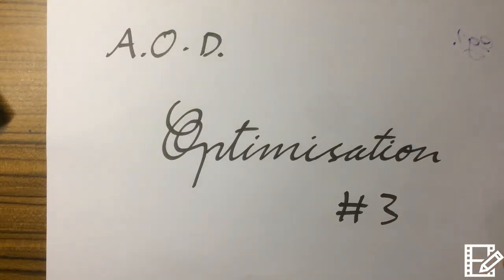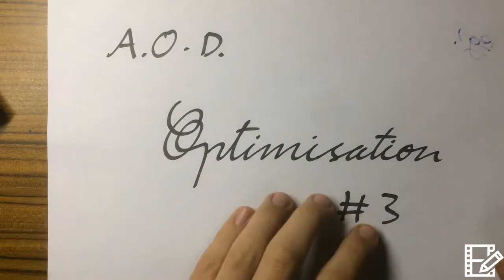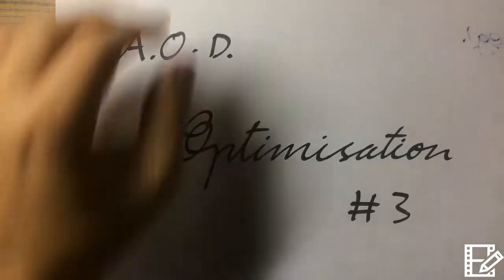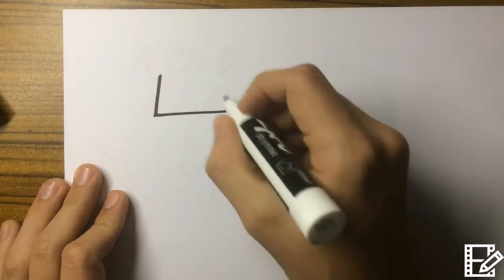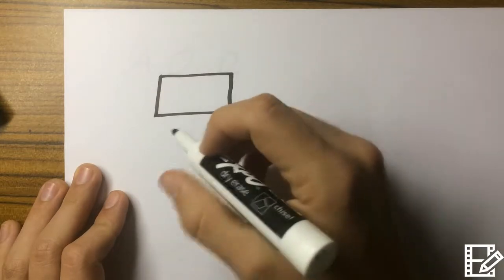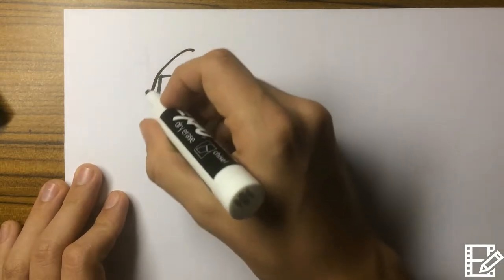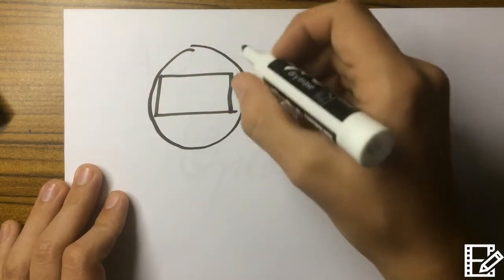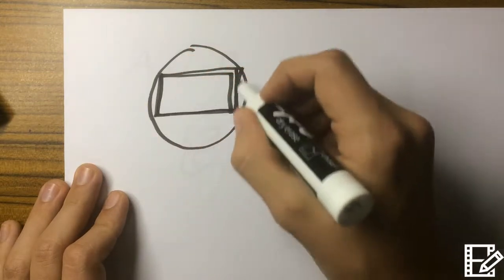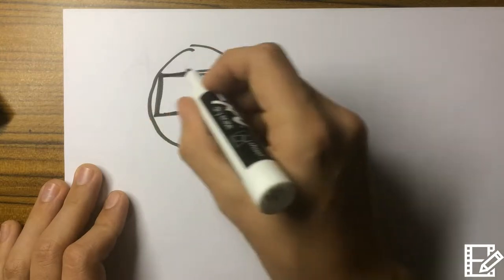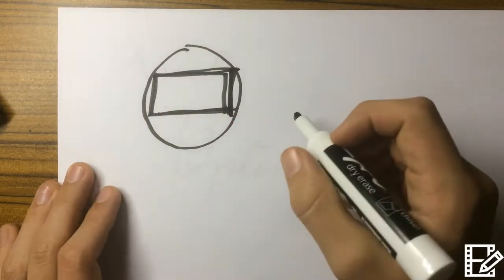This will be optimization on optimization, and this is the third video. This video will be focused on fitting a square or a rectangle. We're trying to optimize the size of the square within the circle.